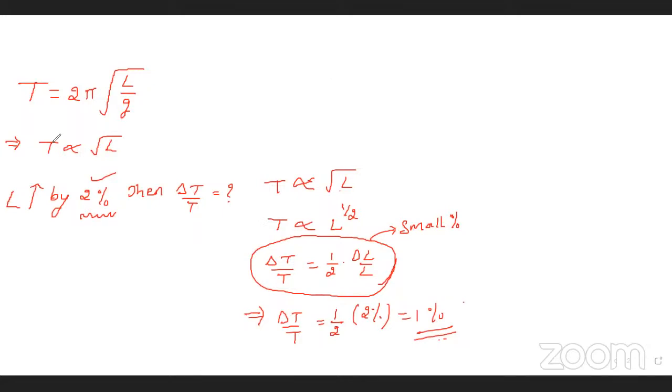Now there is one more problem related to this. If the length of the pendulum wire is increased by 100%, then what will happen to delta T by T?